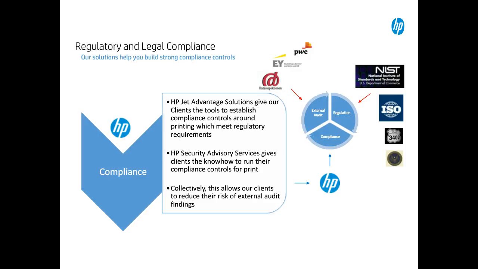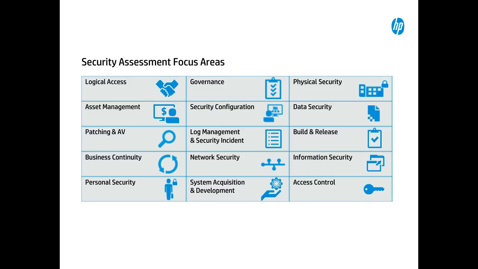So some of the control examples that we look at, of course, is logical access, governance. Physical security is important for certain types of printing that you might be doing. Asset management is always a huge one. Knowing where the devices are, knowing what the models are, having a clear understanding of what the firmware is on those devices, so make sure that you're not introducing a vulnerability into your environment.